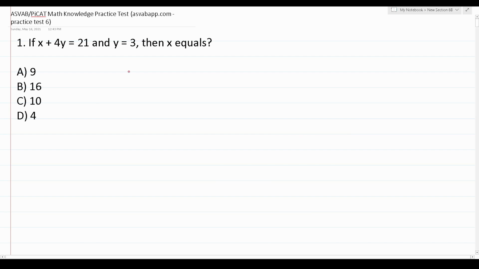All right, this first question says if x plus 4y equals 21 and y equals 3, then x equals. All right, so on the ASVAB, you're going to have scratch paper. And in light of that, I encourage you to write down these problems on your scratch paper. So we have x plus 4y equals 21, and we're told y equals 3. So this question's just testing your ability to substitute whole values in for variables and then solve the equation accordingly. So let's go ahead and do that.